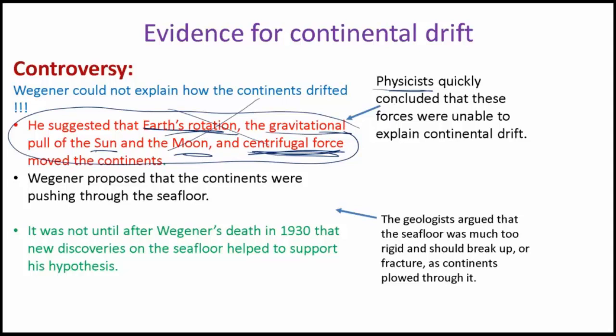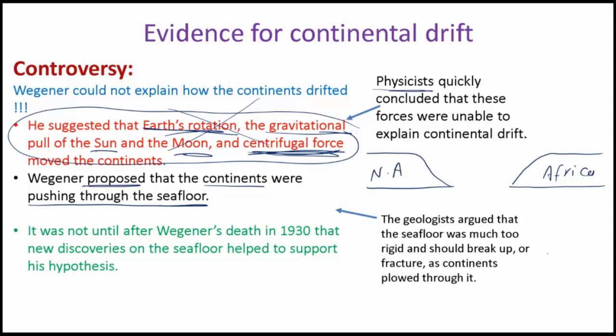So he thought of another reason. He proposed that these continents were pushing through the sea floor. For example, if we have a continent like this one, this is Africa, for example, and another continent like this one, let's say this is North America or South America, and in between there is the ocean or the sea. And this is the sea floor. Sea floor means the bottom of the sea or ocean. So he proposed that these two continents are pushed away through the sea floor. So the sea floor, for some reason, pushes the two continents away from each other. That's his proposal.